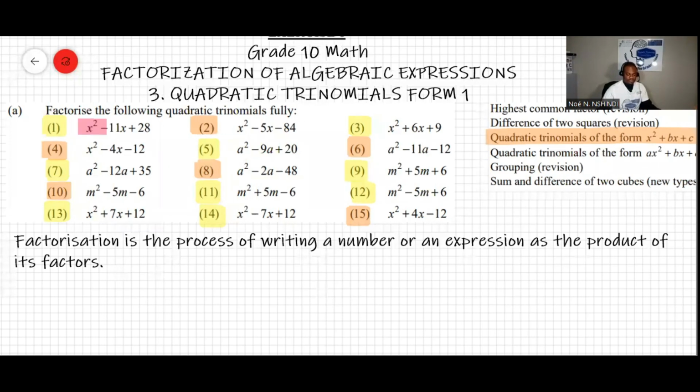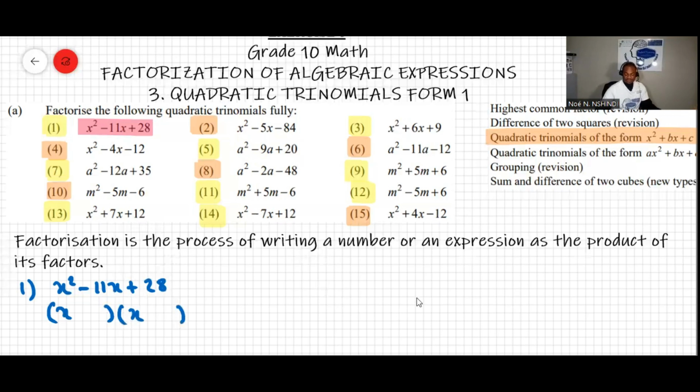question 1, this one. Right here, we have x squared minus 11x plus 28. Now to factorize this, first we are going to put x in the bracket like this. We put x in the bracket and then x in the bracket there. That's what we will do when we have this form, when there is no coefficient in front of the x squared. Just place x's in the bracket like this.